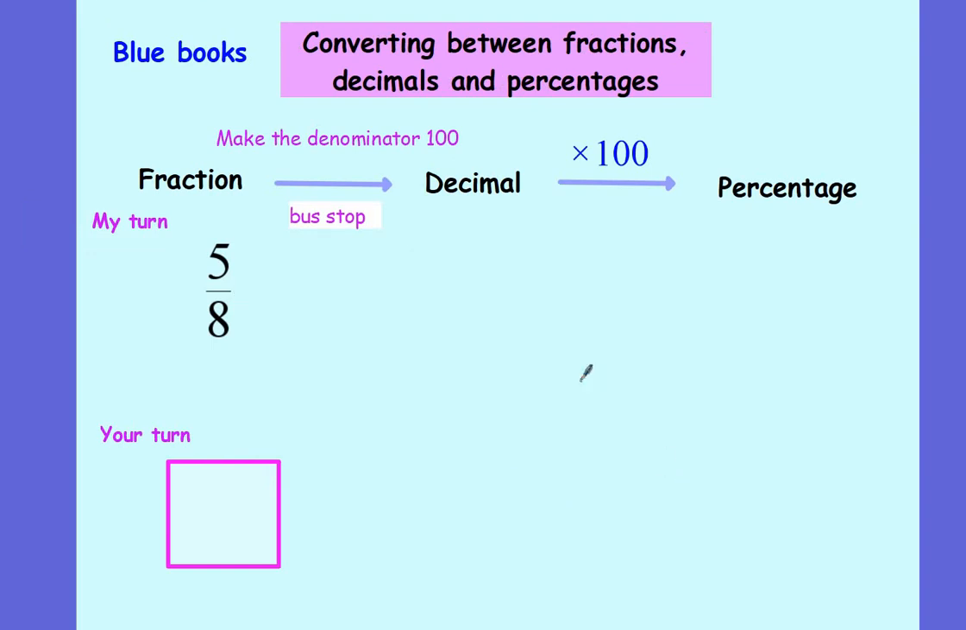Can you take your blue books out, please? And you can carry on from where we left off, or you can write a new title. We looked at turning a fraction to a decimal and making the denominator 100. There is another alternative way of doing it, and that is going to be the bus stop method. That's going to give us a decimal. So I'm going to go through an example and then you're going to go through an example. So please put your pens down and watch.